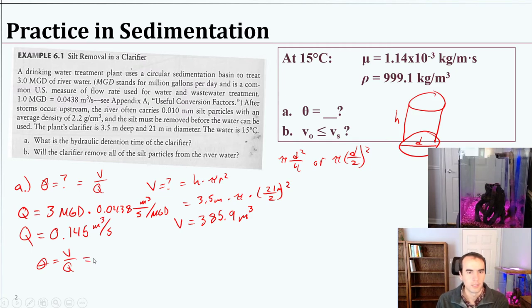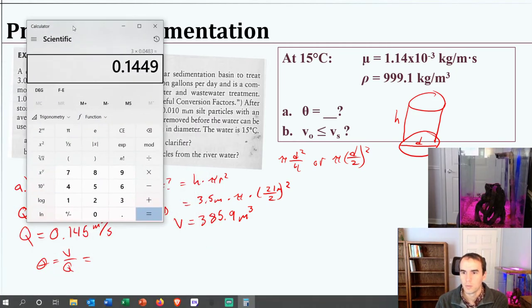So now we just need to say theta is equal to V over Q. And if I come back to my calculator, we can see that we'll take 385.9 and divide that by our 0.145, and we get 2,661 seconds.